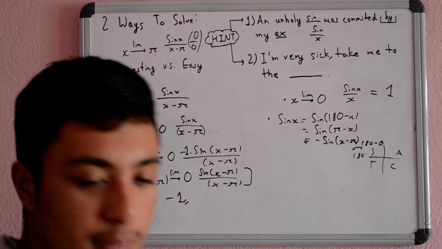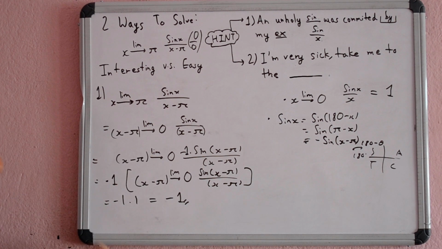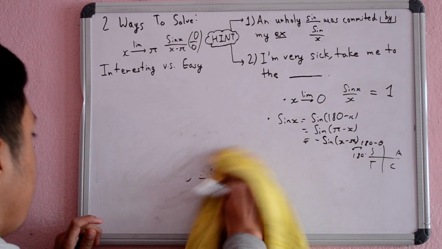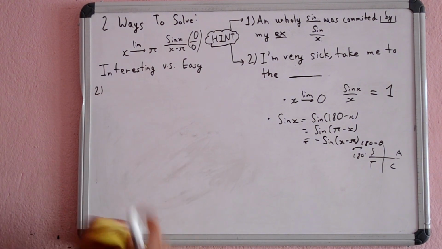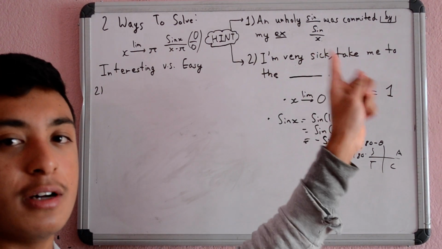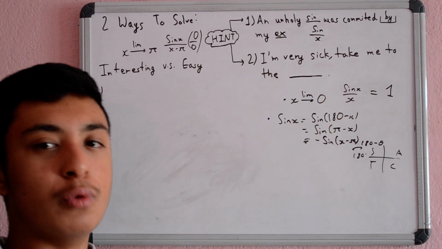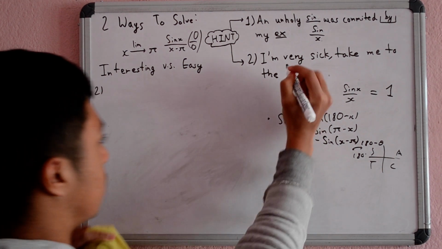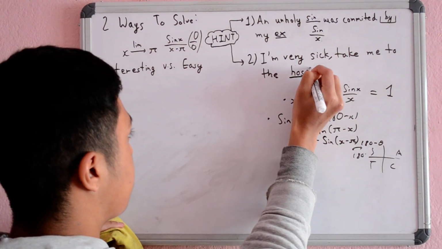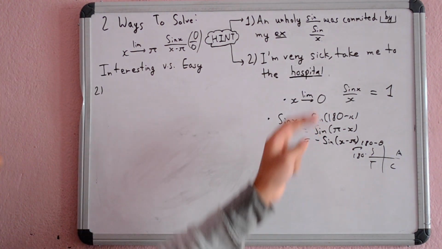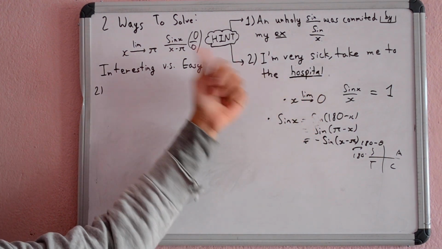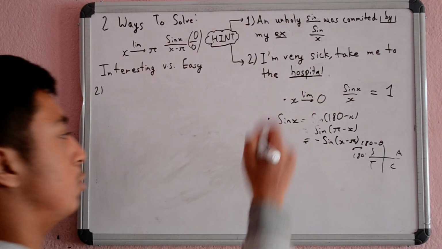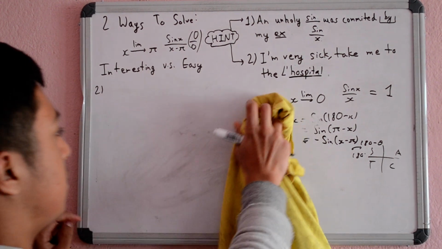That is our answer. Now let's move on to the easy way to solve it. So we have, I'm very sick, take me to the blank. Well, if you're very sick, where would you like to go? School? Clubbing? Swimming? No, to the hospital. Obviously, right? Now, how the hell does hospital come in limit? Well, we're talking about L'Hospital's rule, of course.